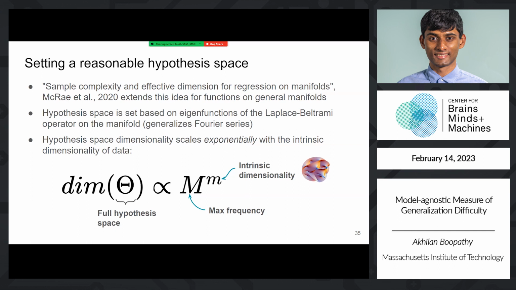And it turns out that the eigenfunctions of this operator generalize Fourier basis functions. So if you apply this operator to Rn, for example, Euclidean space, it will produce your usual exponential basis functions. Now, what they show is that if you construct the hypothesis space with these eigenfunctions, the dimensionality scales exponentially with the intrinsic dimensionality of the input data to a task. So the scaling is big M, where big M is the maximum frequency, the same maximum frequency we saw in the previous slide, raised to the small m, which is the intrinsic dimensionality of the data. For image classification, that would be the low dimensional manifold on which images lie.